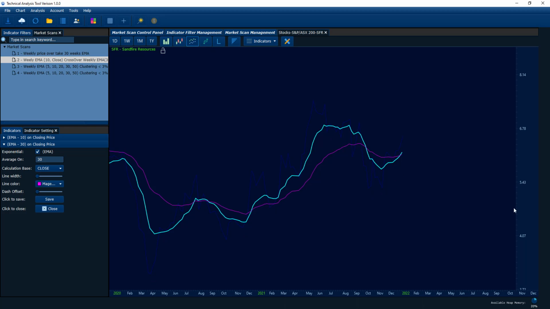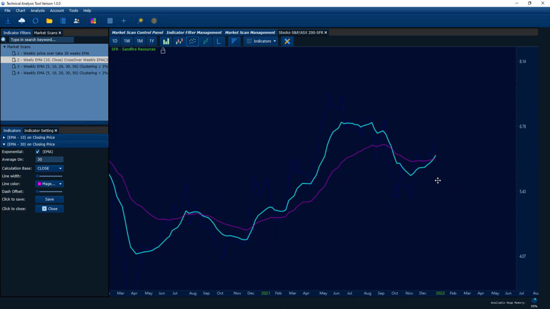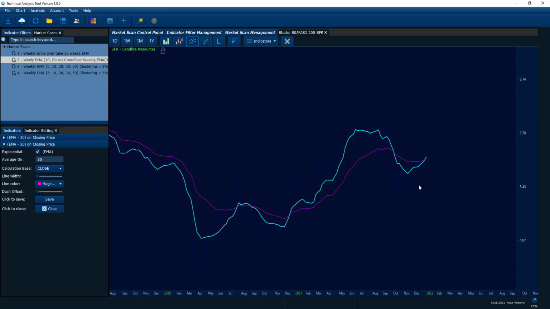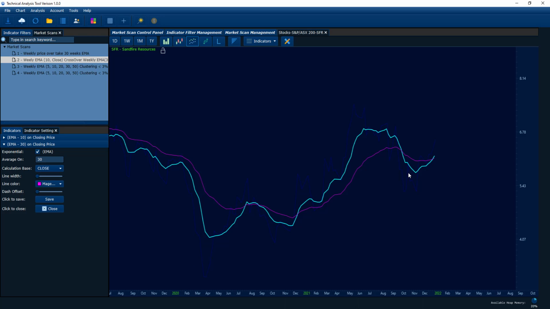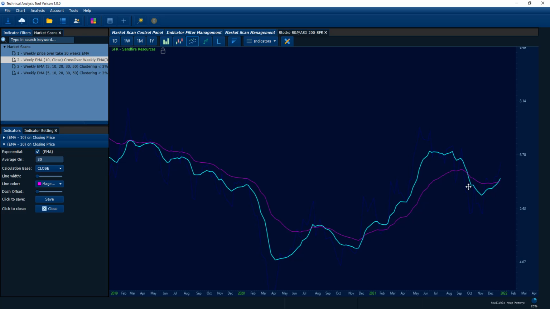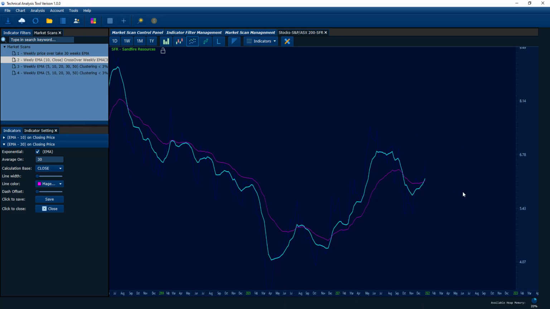If you just take a look at moving average pairs, you can see the fast moving average, the light blue one, stays above the pink one. The pink one is our slower moving average, 30 weeks EMA, but previous week it stays below. So actually it brings us into this moment, which is the moving average crossover, right? So that's a good market scan result.